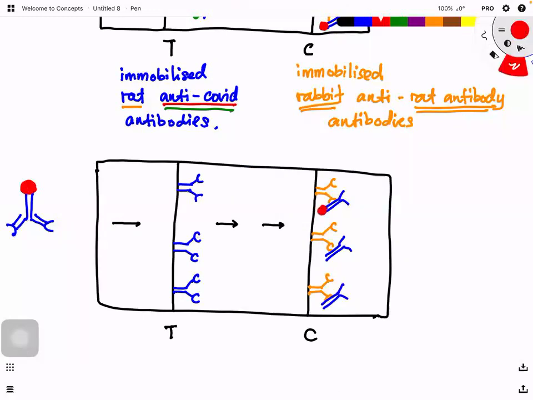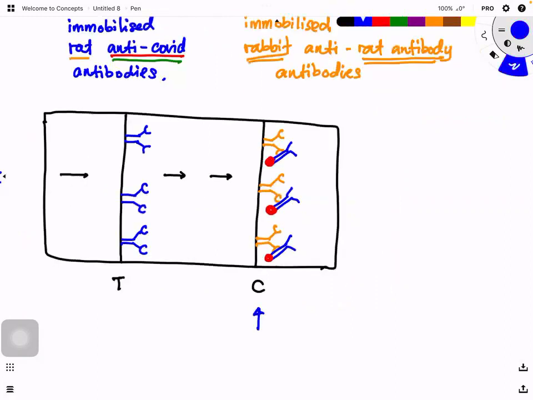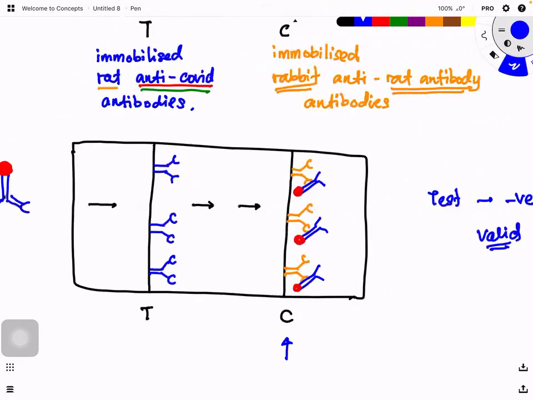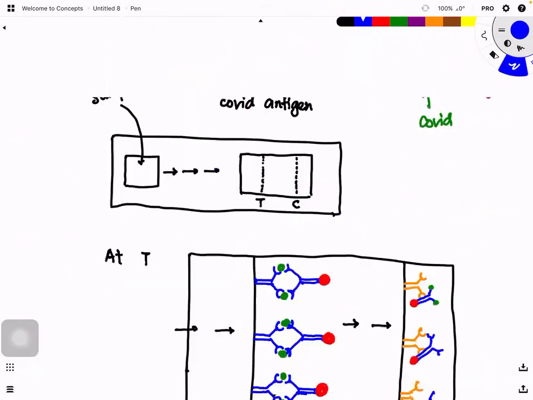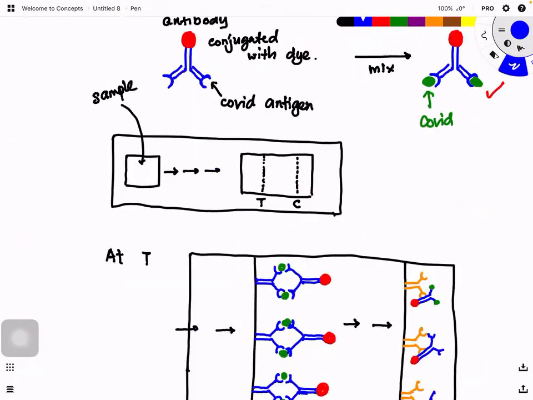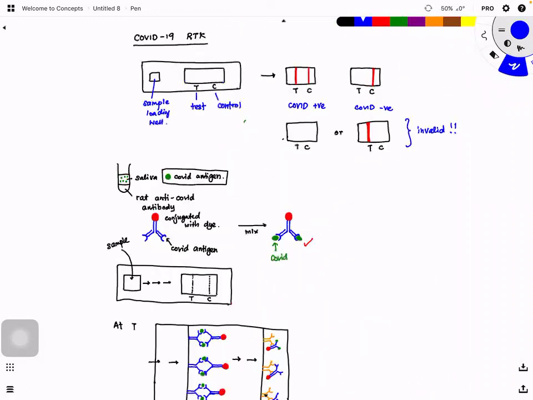This antibody contains the red dye. So when it contains a red dye, now only one line appears at the C. It means that the test indicates negative and it's valid. Because without the C, we do not know whether your sample moved or just stayed in the well, didn't move. Right? After 15 minutes, oh, no line, you consider negative? No, it must have one line at C, no matter positive or negative. So this is how a COVID test kit actually functions.